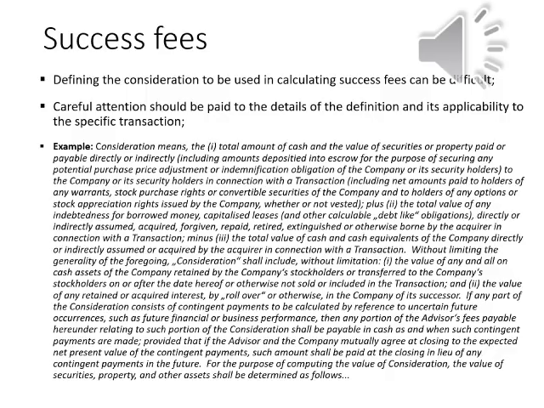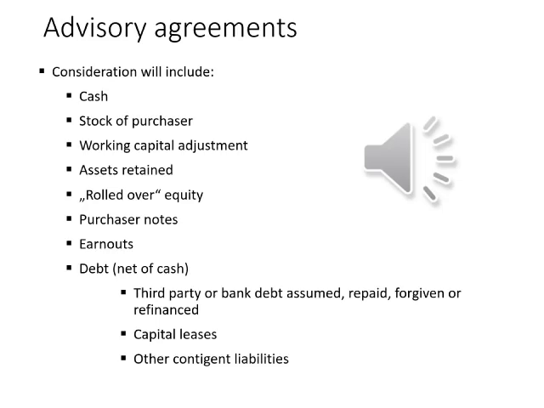We give here a legal definition which may be used in advisory agreements. So looking at what consideration could potentially include, this would obviously be cash. It could also include the stock or the shares of a purchaser. It could include adjustments in working capital. It could include assets that are retained by the business. It could include rolled over equity. It could include purchaser notes instead of cash. It could include earn-outs, in other words, amounts that are paid contingent on future results. It could include debt, so third-party or bank debt assumed, repaid, forgiven or refinanced, capital leases and other contingent liabilities. So great care must be taken to define consideration.